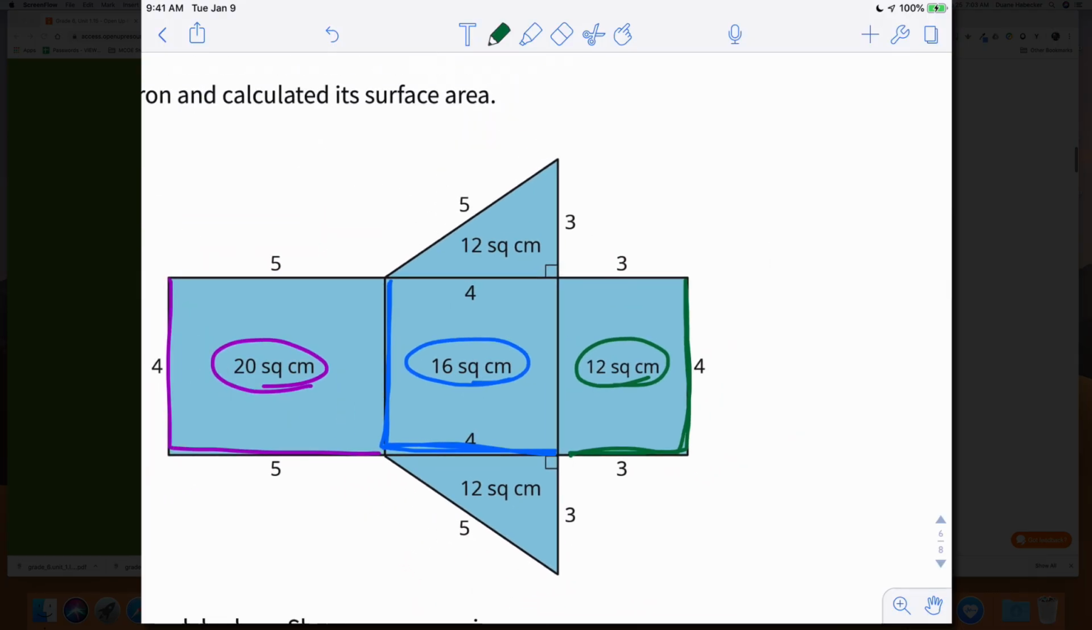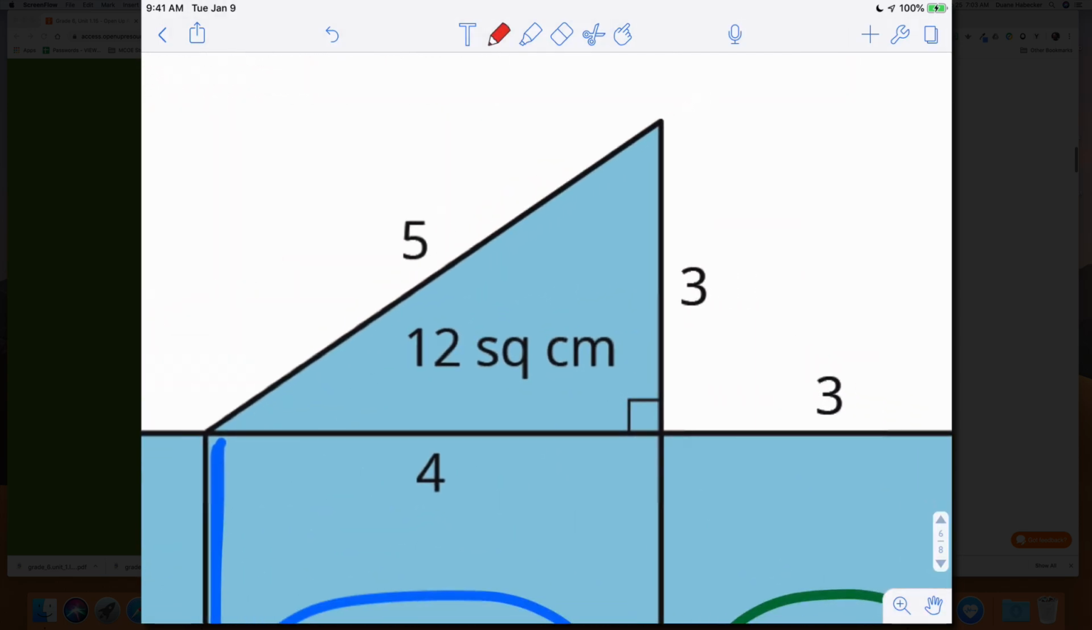It's got to be some of these triangles. And we see that both triangles have the same answer of 12. So something's got to be up there. So let's take a look. So let's zoom in on this. So we remember that the formula for the area of a triangle is base times height divided by 2, or 1/2.